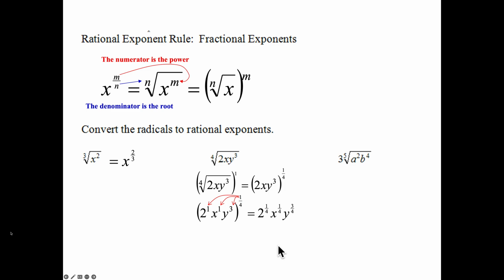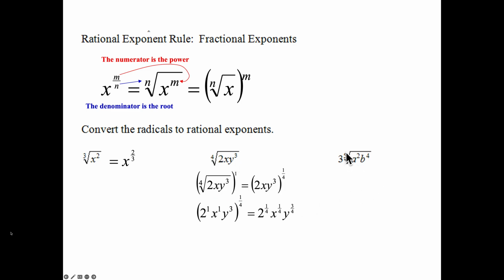Well, I say hogwash. Why don't we put the 1s on the 2 and the x here, and then write it 2 to the 1/4 power, x to the 1/4, y to the 3/4, and we can go right to here. So I would do that as a shortcut.